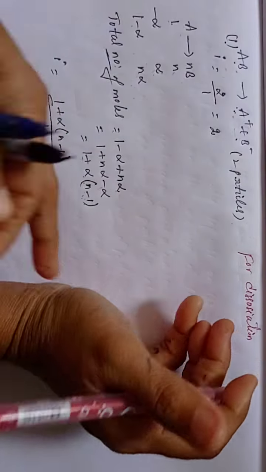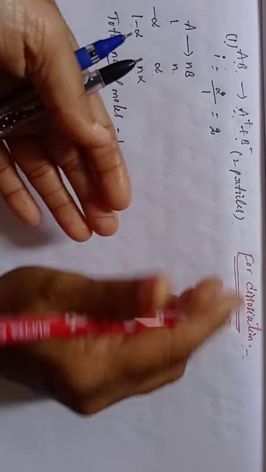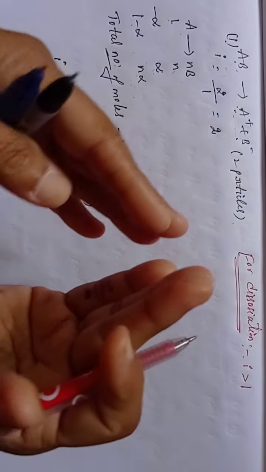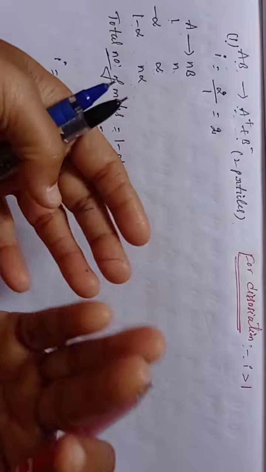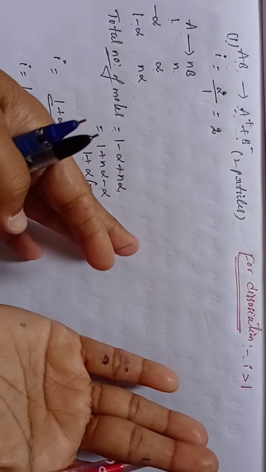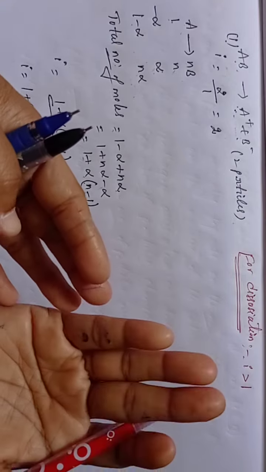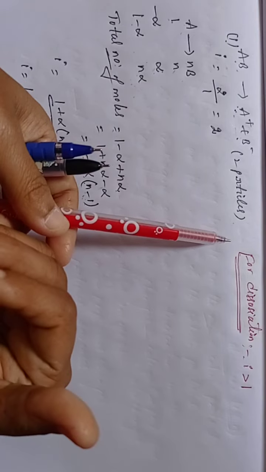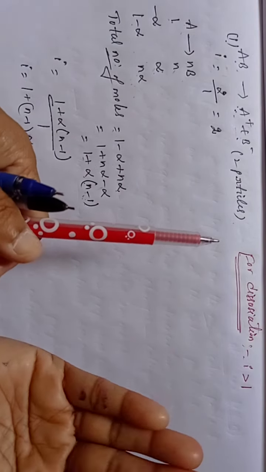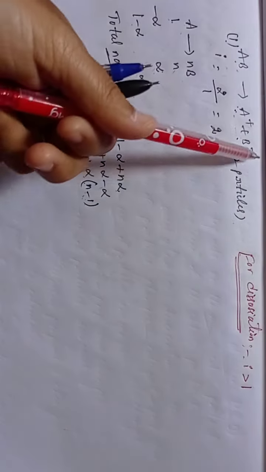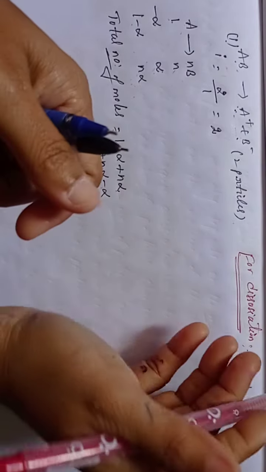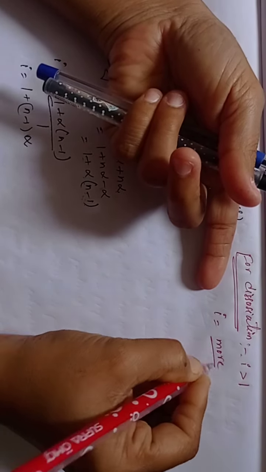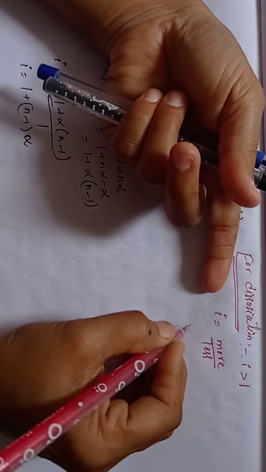Okay, in case of dissociation, students, what will happen? For dissociation, I is greater than 1, because when the solute undergoes dissociation, the number of solute particles increases. So the number of particles increases, then I is equal to the total number of particles after dissociation by before dissociation. After dissociation, the number of particles increases, before dissociation less. That means more by less. What can we write, students? It is more. I is equal to more. Are you following? So I is greater than 1. I is equal to more by less. So that means I is greater than 1.